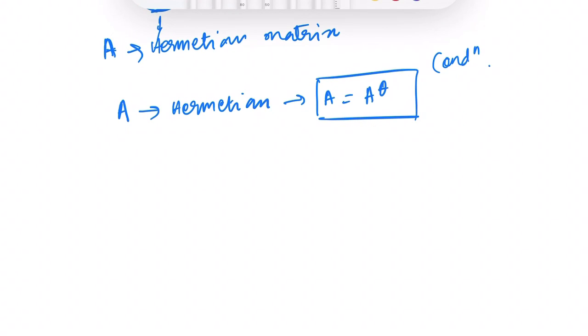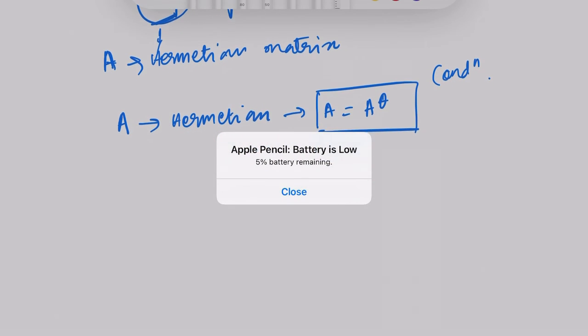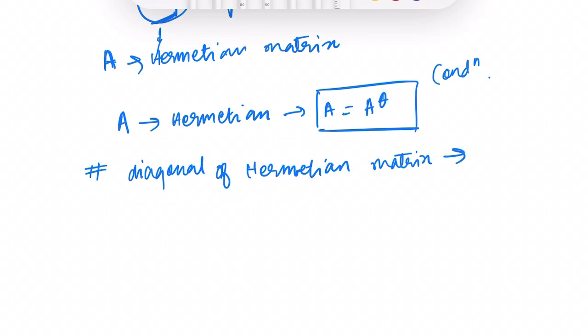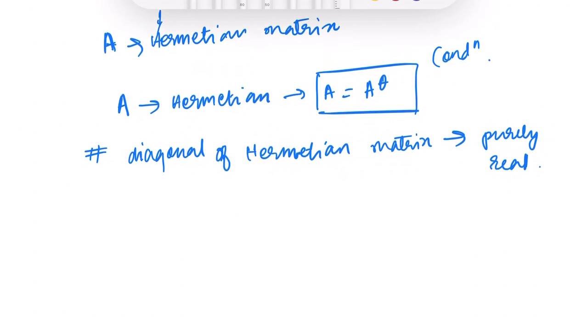Okay, and remember one thing: the diagonal of a Hermitian matrix is always real, purely real. It means there won't be any complex number there. It won't consist of any imaginary number, it will be purely real.